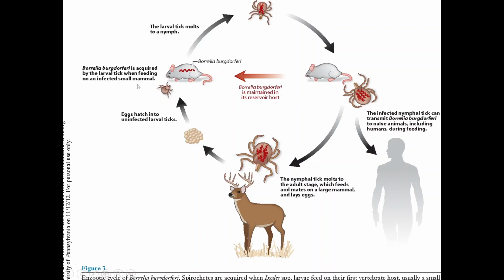Epidemiology. For example, the nymphal ticks molt to the adult stage and feed on large mammals. Larval ticks become infected: Borrelia burgdorferi is acquired by the larval tick when feeding on infected small mammals. The larval tick moves to the nymph stage. After that, the nymph can bite a human and can cause Lyme disease.